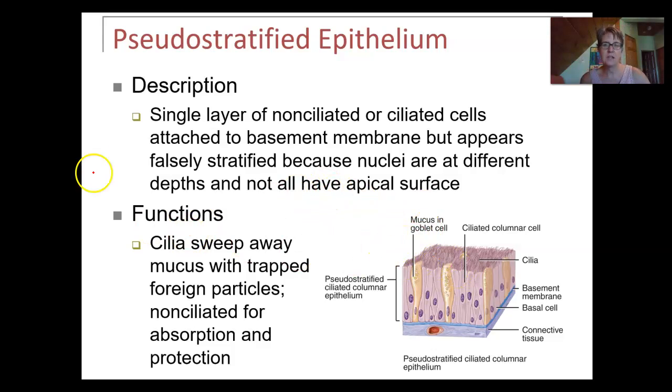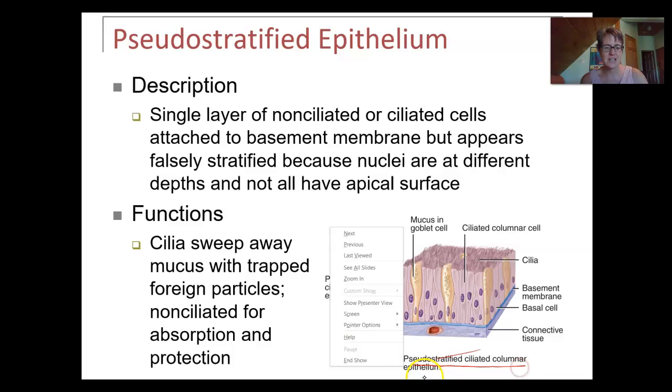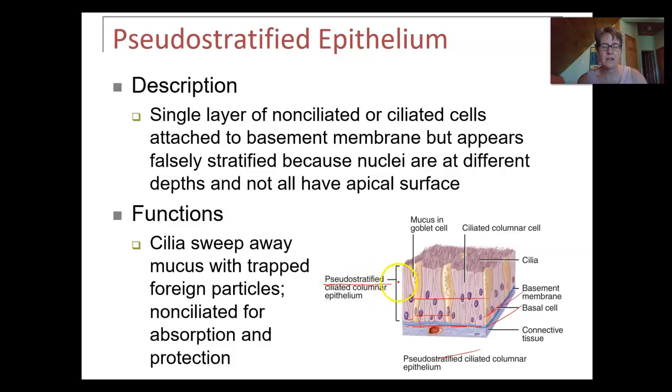Pseudostratified, that's the tricky one. So this is known as a pseudostratified ciliated columnar epithelial. It's pseudostratified because it looks like there are two layers, but all of the cells come down to the bottom layer. So pseudostratified, fake layers, fakes you out. This one has cilia on the top, so that's why it's ciliated in the name. And the shape is my lovely long tall cells, so that's why it's columnar.